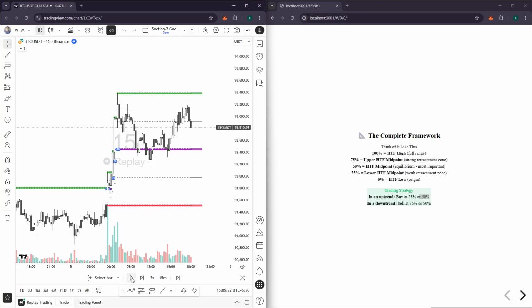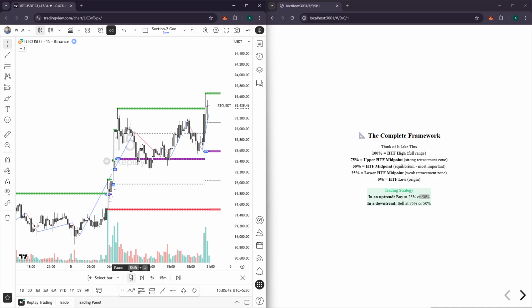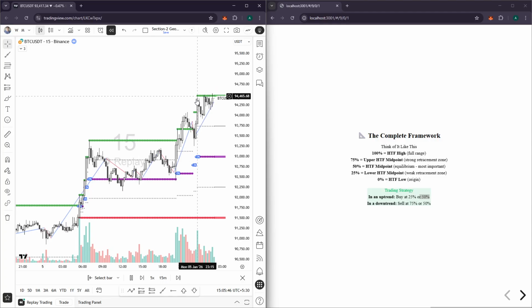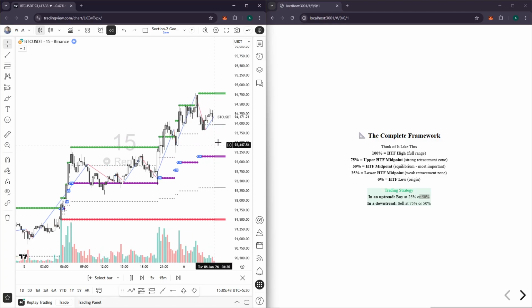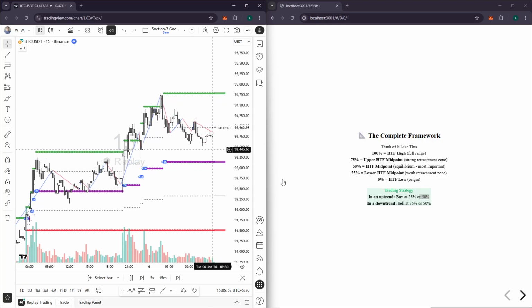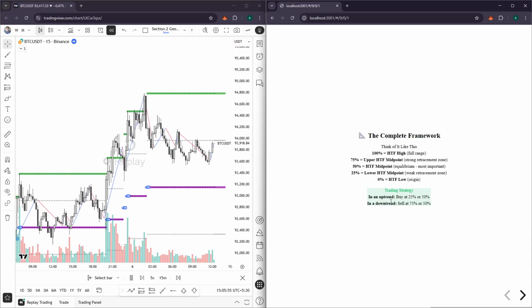Okay, so I'll just let the wave appear there. You see midpoint, and then boom, it went up. I'll just let it run. And we see again when it came to midpoint, it went up. Now it will again come to midpoint, and then we will buy there. Okay, so that's your simple trading strategy.